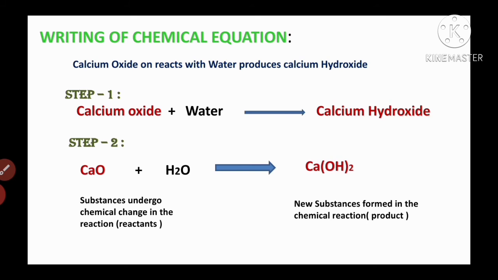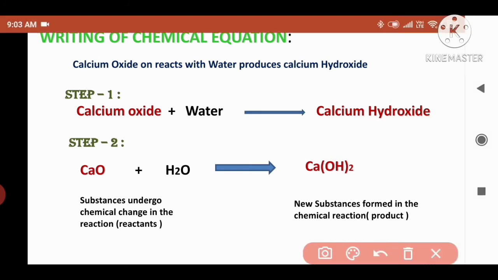So overall we can say that this is the equation in words, and this is the chemical equation. Okay, right. Reactants should be on the left hand side, products should be on the right hand side. If more than one reactant is there, you have to add a plus sign.